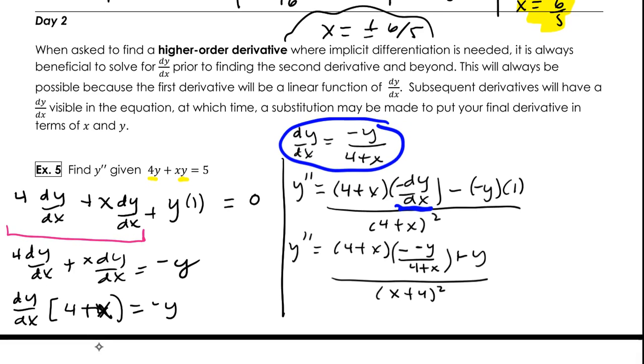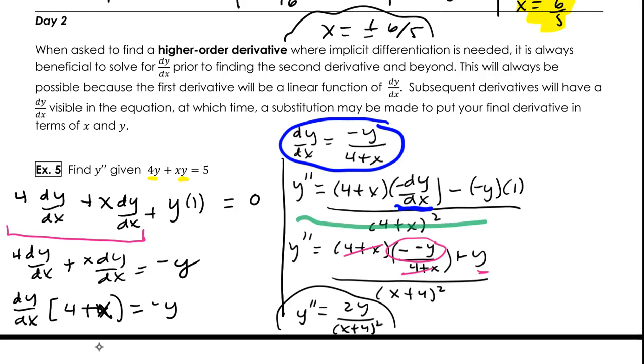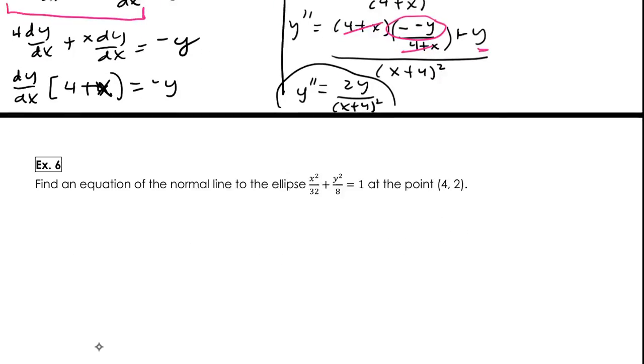So our final answer, kids, let's see if we can squeeze this in. Do you notice that canceling? So we're going to have a y on the top, that's it, plus this y is going to give us 2y over (x plus 4) squared in their second derivative. So please make sure that after you get to this step where you find the second derivative, you're not done, you have to replace dy/dx.